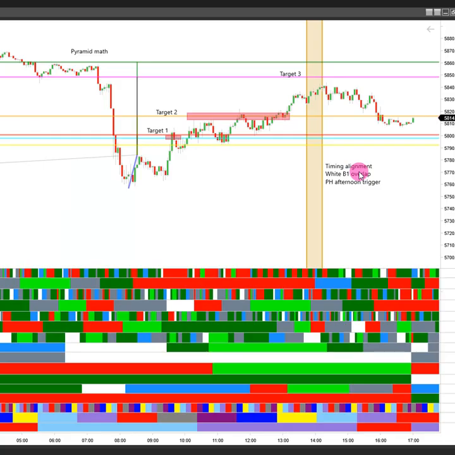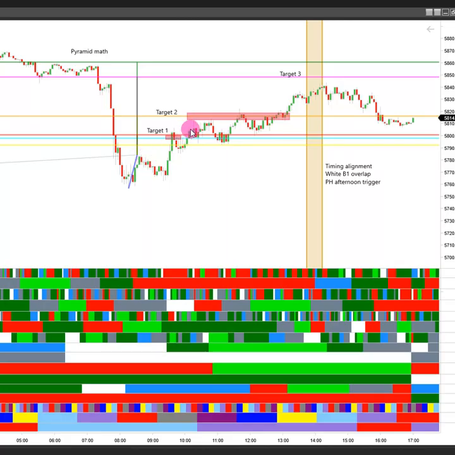The timing alignment is the white B1 overlap, and we also tied that to the PH 1 and 2 afternoon trigger right here, which was the end of that window, which was the high of the afternoon, and the market did sell back off from there. So that first vector gave us the level of these highs, and if the timing window hadn't been there, we would have hit the T3 area there. And I'm going to show one more price example.